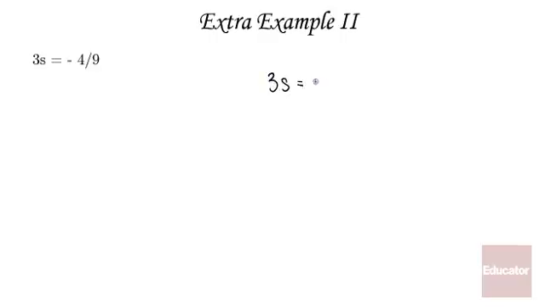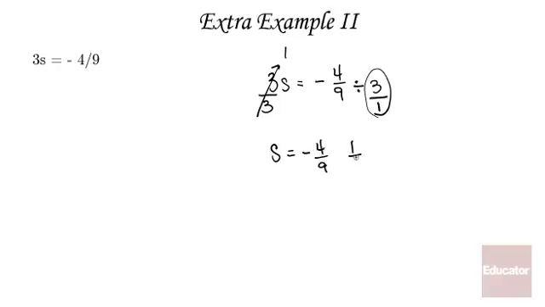3s equals -4/9. So the opposite of multiplying by 3 is to divide by 3. So I could say divide by 3, divide by 3. 3 divided by 3 simplifies to 1, and 1 times s is s, so I've isolated the s. Now to divide these two numbers, I'm going to change the 3 into a fraction by putting it over a 1. And when you divide fractions, you need to take the reciprocal of the second one. So that's going to make it 1/3.